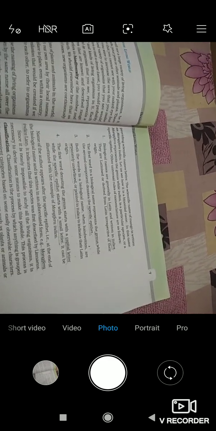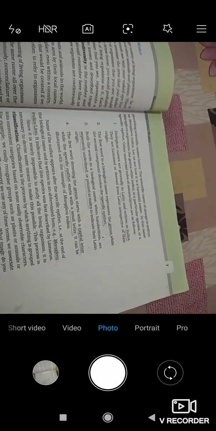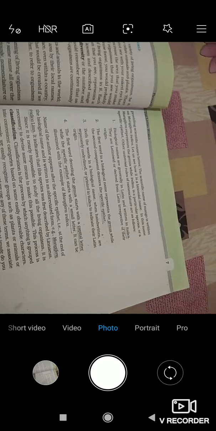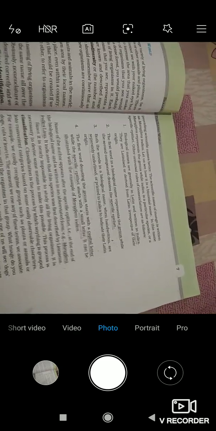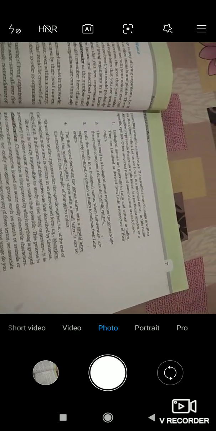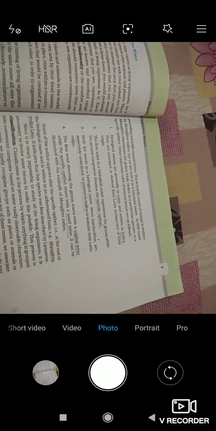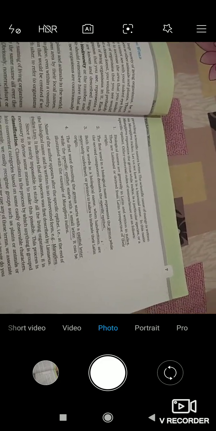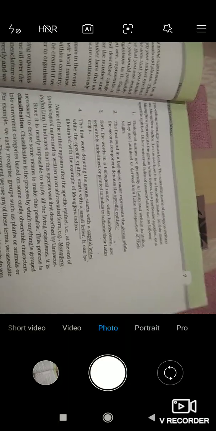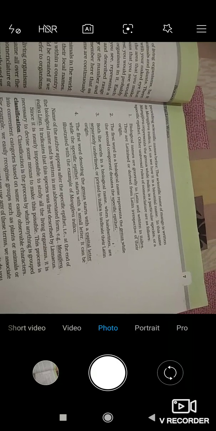The first word denoting the genus starts with a capital letter, while the specific epithet starts with a small letter. So what happened guys, when we write the biological or scientific name of the organism, the first word, that means the generic name, the first letter of the generic name is written with a capital letter, while the first letter of the specific epithet is written in small letter. This is what it is telling. You can see here clearly how Mangifera indica has been written. Mangifera is the generic name and indica is the specific epithet.